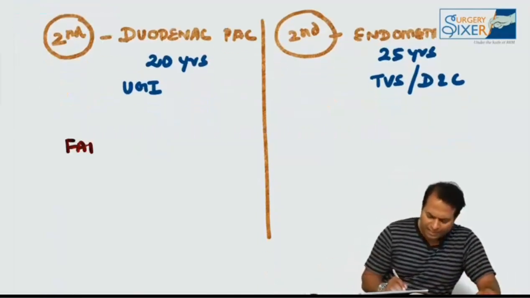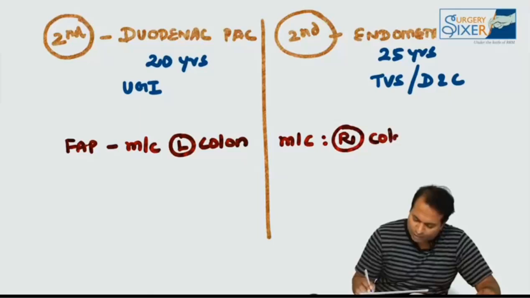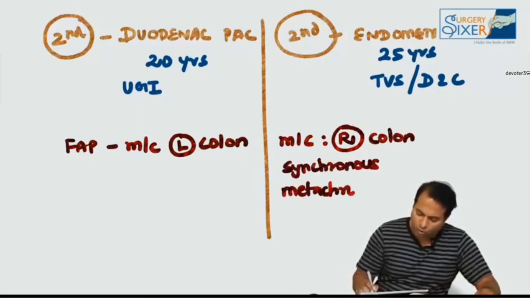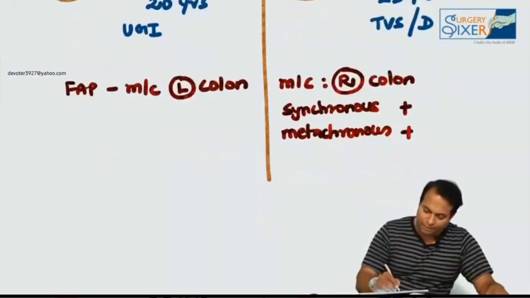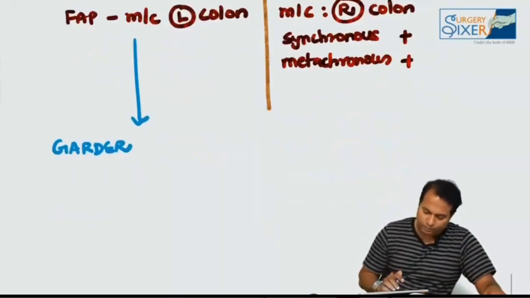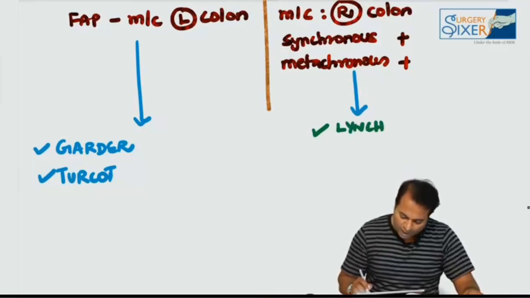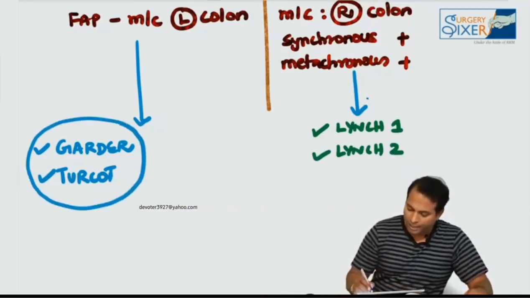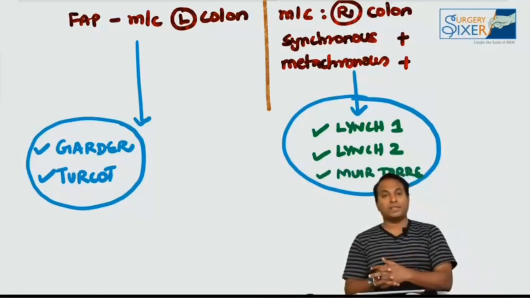In FAP, the cancer is most common on the left side colon. In HNPCC, cancer is most common on the right side colon. In HNPCC, synchronous and metachronous cancers are very common; they are seen in HNPCC, not in FAP. And in FAP, we have syndromes known as Gardner syndrome and what else? Turcot syndrome. HNPCC-associated syndromes are Lynch 1, Lynch 2. So please don't forget, FAP-associated syndromes are Gardner and Turcot; HNPCC-associated syndromes are Lynch 1, Lynch 2 and Muir-Torre syndrome.